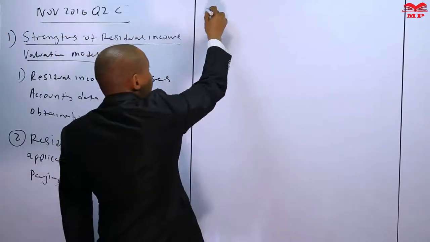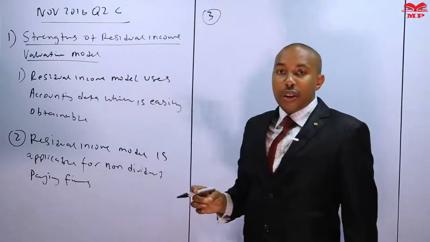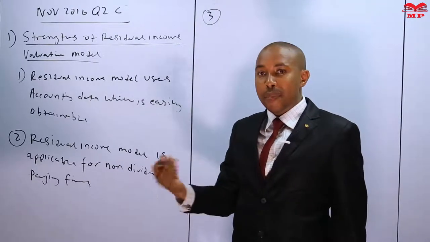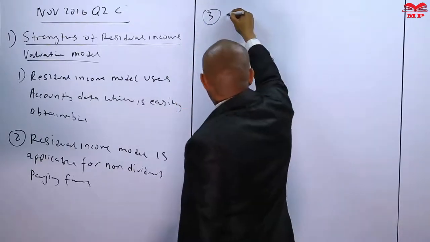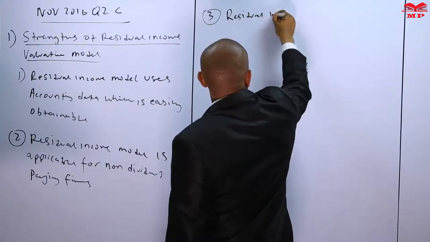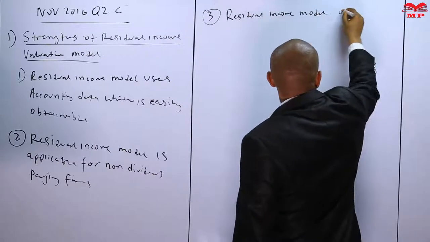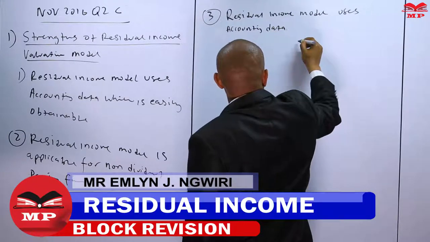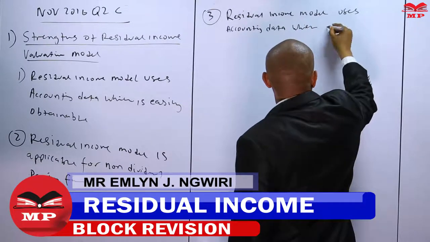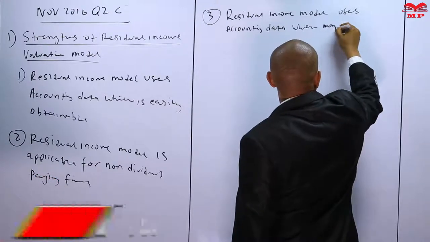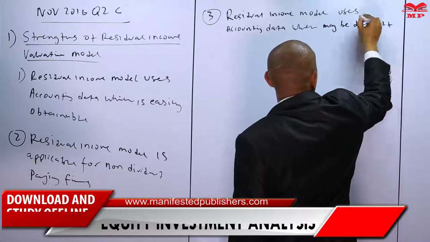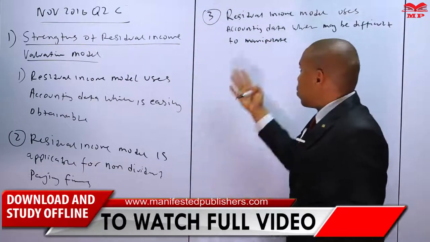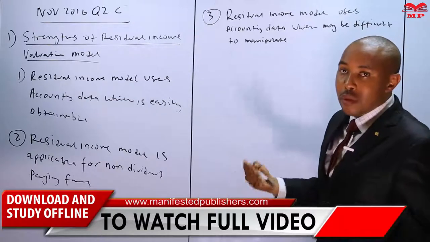Three. The residual income model uses accounting data as opposed to data that can be manipulated very easily. So we are saying that the residual income model uses accounting data which may be difficult to adjust or manipulate. Accounting data tends to be not easily manipulable.